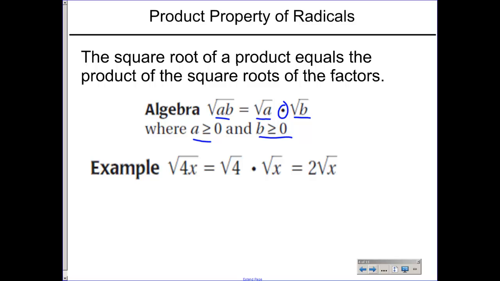First example here, we've got the square root of 4 times x, or 4x. Well, I can break that apart as the square root of 4 times the square root of x. This is still going to be equivalent to the original problem. However, the square root of 4 is a perfect square, and the square root of 4 is 2. And I can write it as 2 times the square root of x, because x is not a perfect square. But when I have a times between them, I'll just write them side by side like this, as if the radical is one big variable itself. So 2 square root of x means 2 times the square root of x.